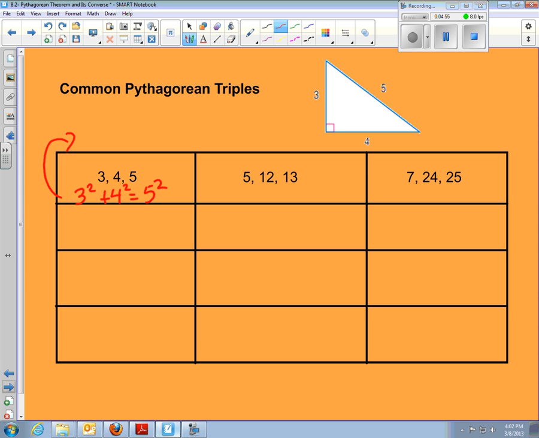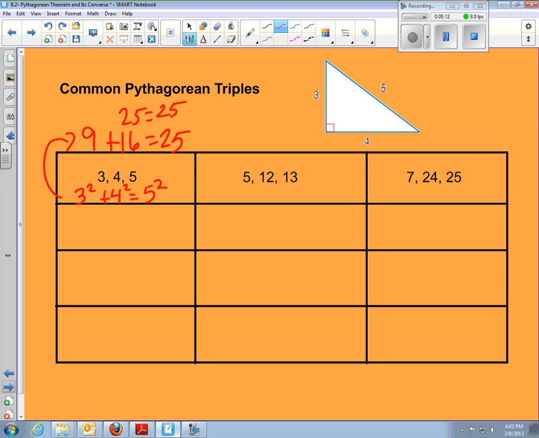So let's go right up here. 3 squared is 9 plus 16, which is our 4 squared. And our 5 squared is 25. If we add that 9 and 16, go ahead and add that. Did you get 25? I got 25. See how that ended up working out real nice?